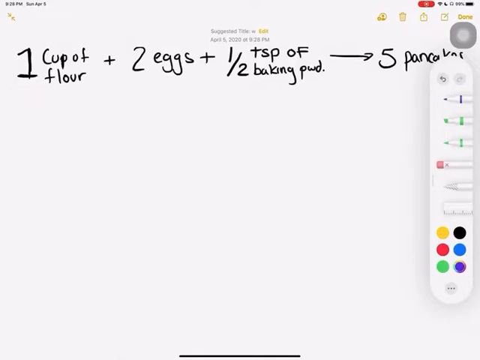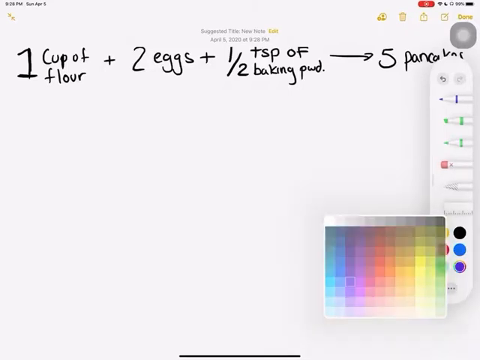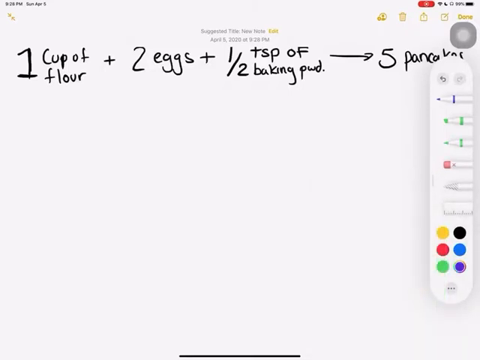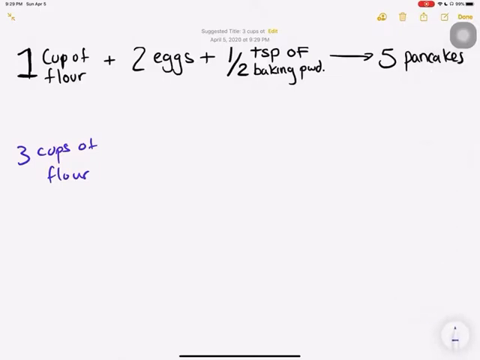So what stoichiometry is going to do is ask questions like the following. I have this recipe. What if I have 3 cups of flour? Let's say I went to Walmart and the bag of flour had the content of 3 cups. So I have 3 cups of flour. How many pancakes can I make with 3 cups of flour, assuming I have enough of everything else?